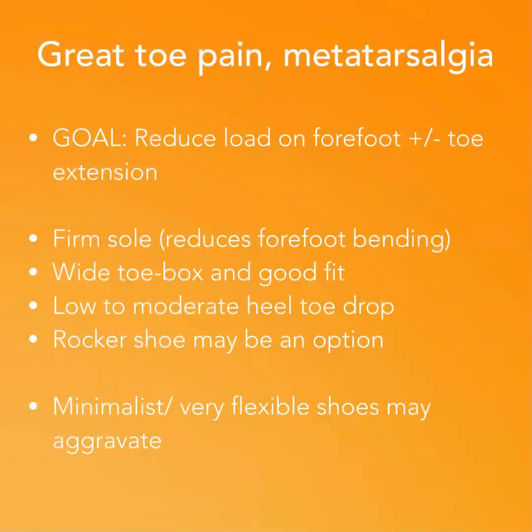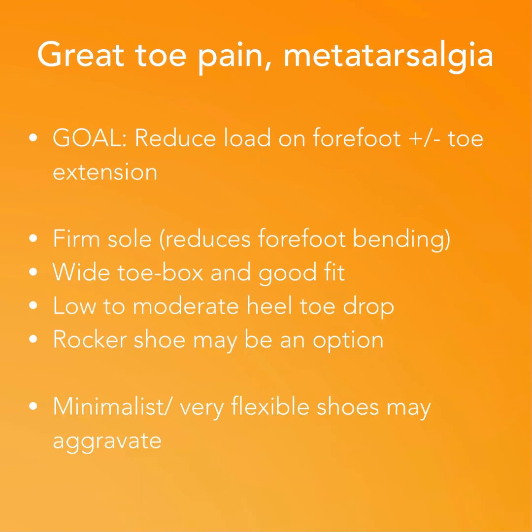Okay, finally in our example is thinking about someone with maybe great toe pain, metatarsalgia, possibly Morton's neuroma. Here we would want to reduce the load on the forefoot and typically reduce toe extension, because that's often thought to aggravate great toe issues and can aggravate metatarsalgia and Morton's neuroma. So with these runners, we probably want quite a firm sole, particularly in the forefoot, to reduce forefoot bending. So they're going into less extension across the toes.